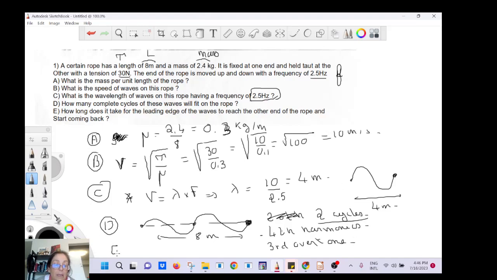So E. So if I want to find the fundamental, then you divide by 4, right? You do 2.5 divided by 4.